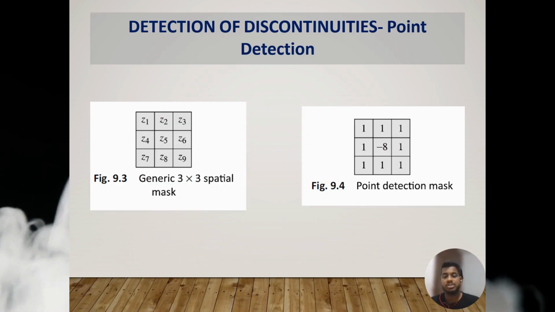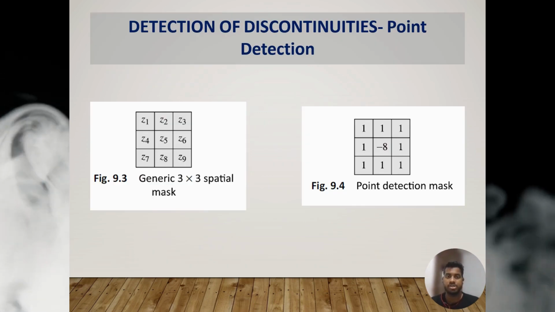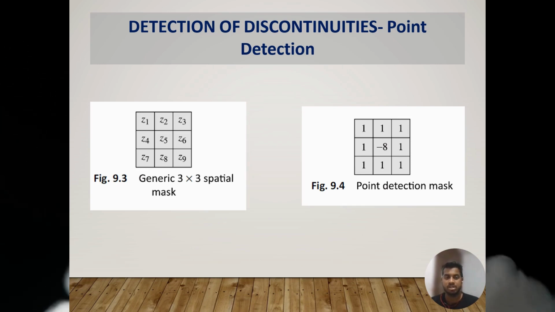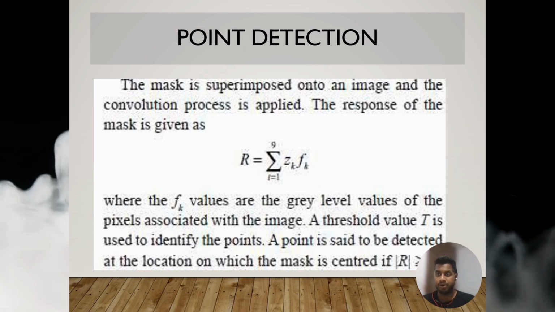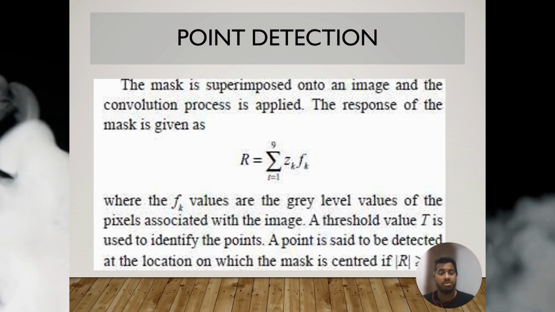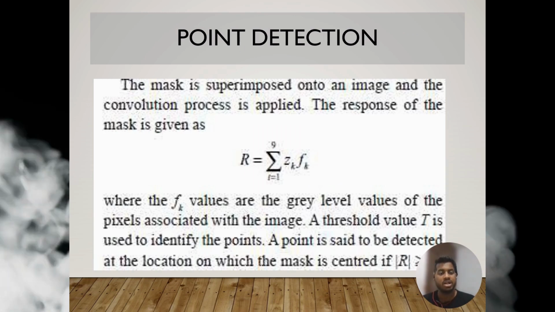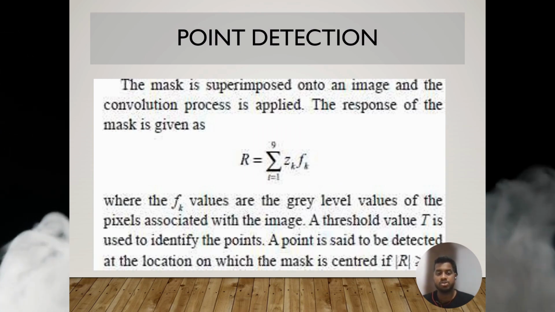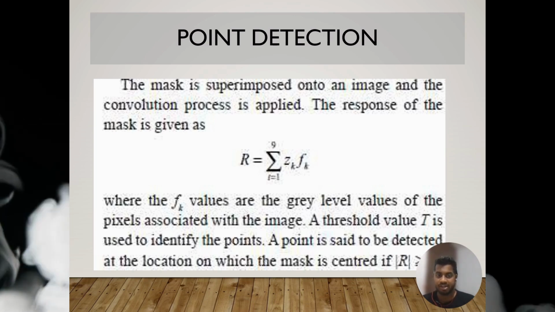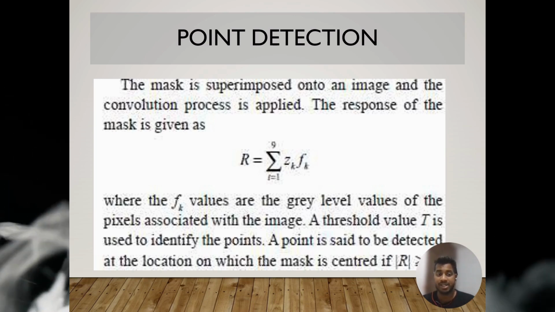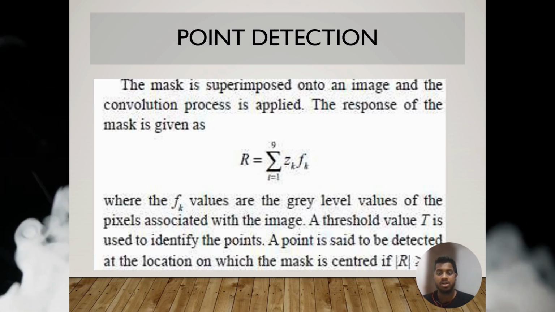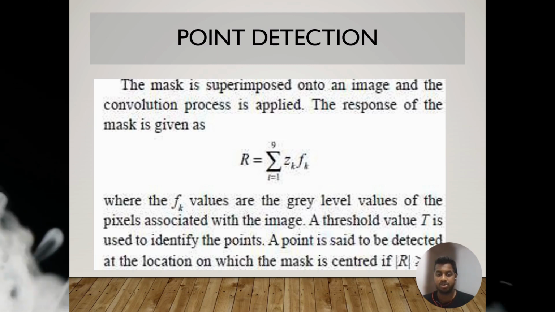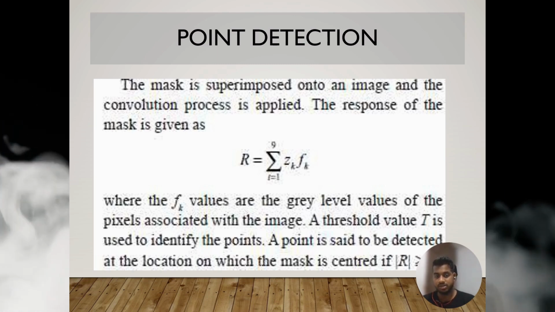You can see that there is an example shown here, the generic 3 by 3 spatial mask and the point detection mask. So let's cover point detection here. In point detection, the mask is superimposed onto an image and the convolution process is applied. The response of the mask is given by the shown formula, where f_k values are the gray level values of the pixels associated with the image, and T is a threshold value used to identify the point. A point is said to be at the location on which the mask is centered.